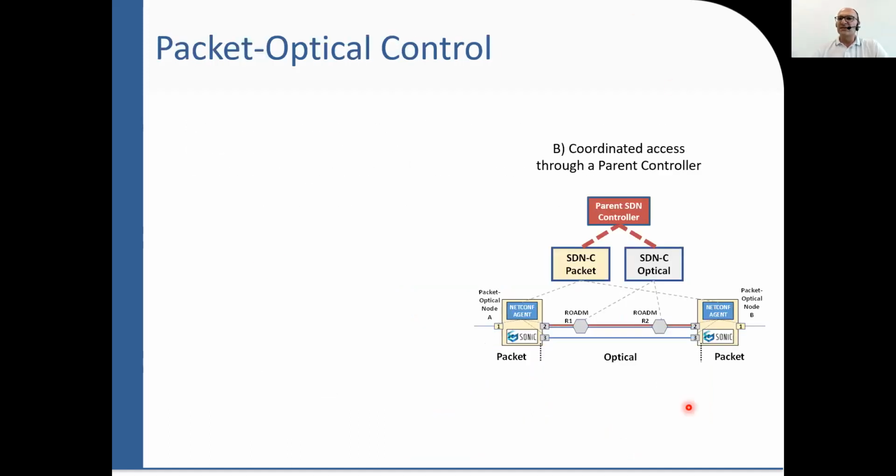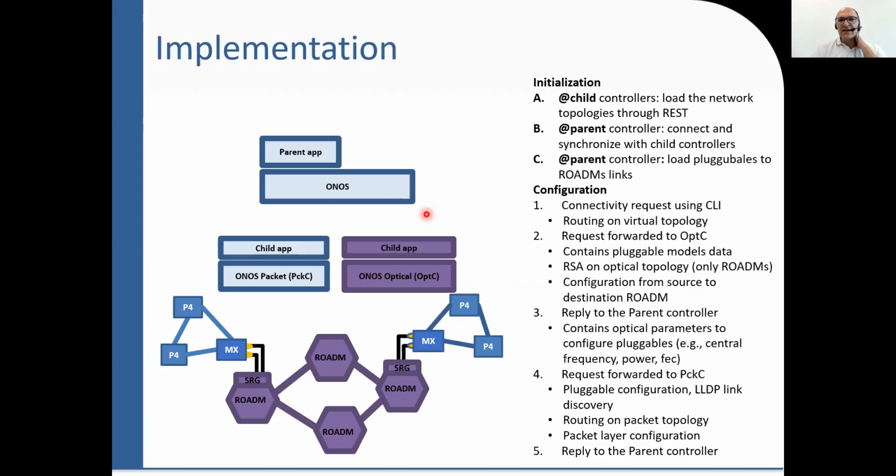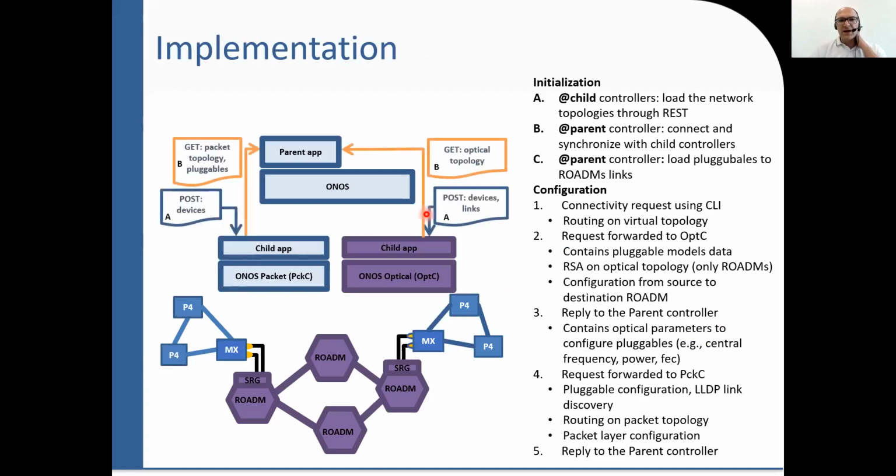We then investigated the alternative solution that I presented last month at ECOC, and it was relying on a parent SDN controller. So basically, what is the idea? First, the parent SDN controller needs to be aware of all the topology information referring to the packet network and the optical network. And in addition, it also has to receive the static connection information between the port in the packet box and the add port or the drop port in the ROADM.